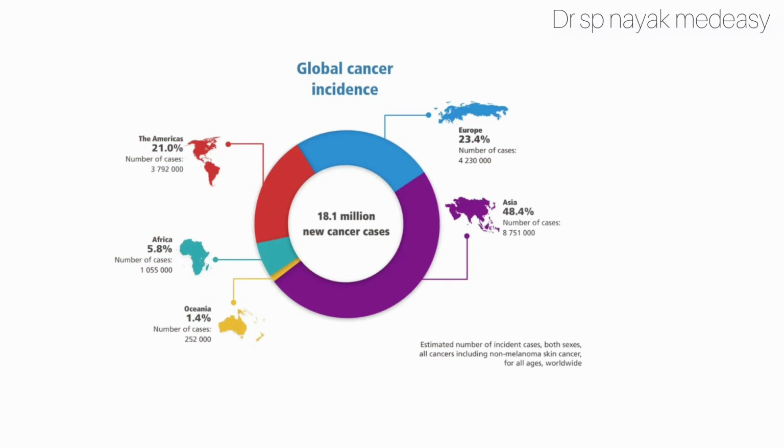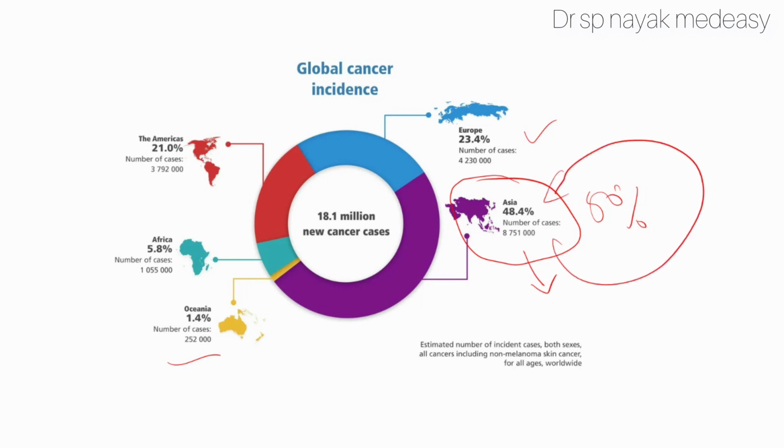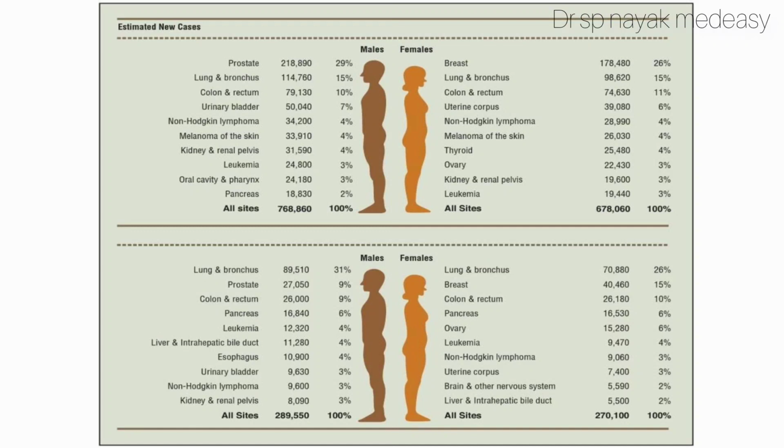And globally, if we see the data, Americans have 21% of cancer cases, Africa has 5.8% of cases, Australia only 1.5%, Europe 23%, and Asia by itself has approximately 50% of cancer patients. So see, China and India both comprise 50% of the cancer population. So for a clinical pharmacist and for a doctor, you people are going to become great oncologists, no? So you have a great role in our own countries. Now this is a little bit old data, I think 2010 data.